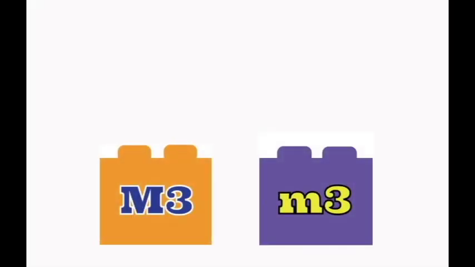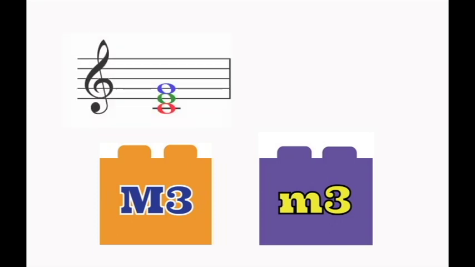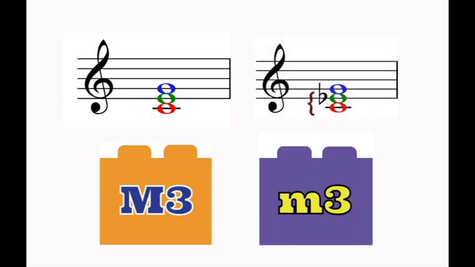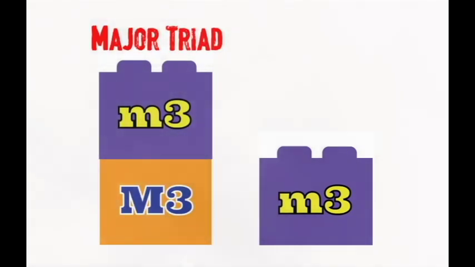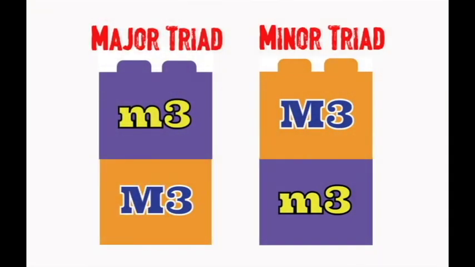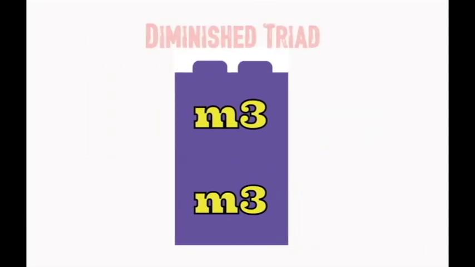Let me show you what I mean. All triads have either a major third or minor third base. We can see that this C major chord would have a major third Lego, and the C minor chord would have a minor third Lego as its base. In order to complete these major and minor triads, we have to add another Lego on top. For the major third to make a major triad, we add a minor third Lego. And for the minor triad, we add a major third Lego. So these are our major and minor triads. But don't forget, we also have one chord that consists of 2 minor thirds, and this is the diminished triad.